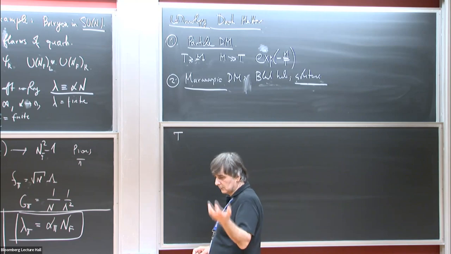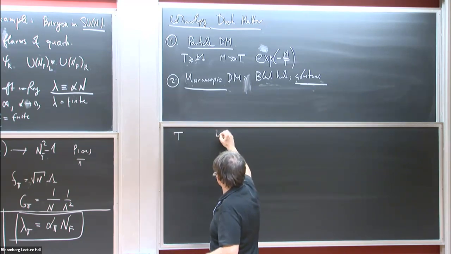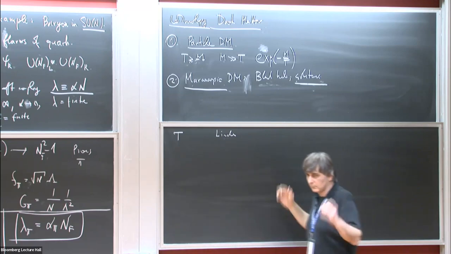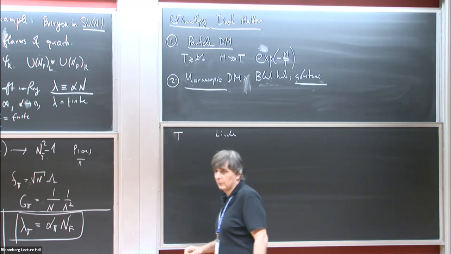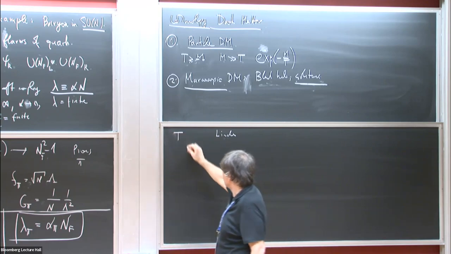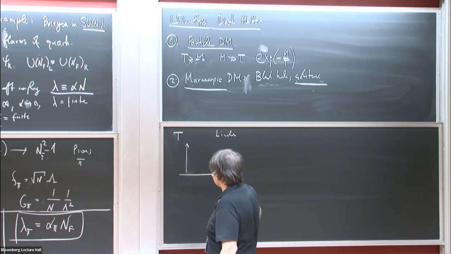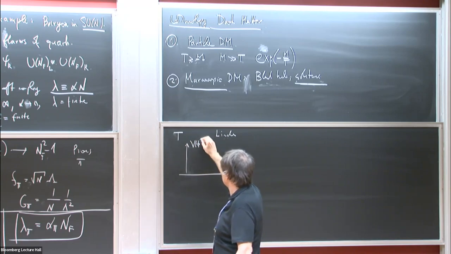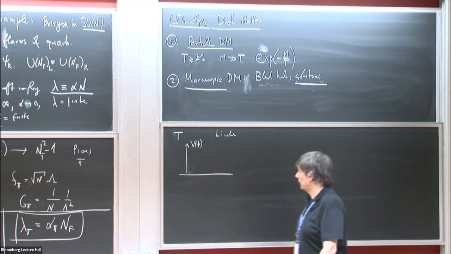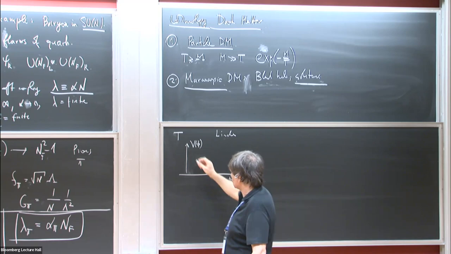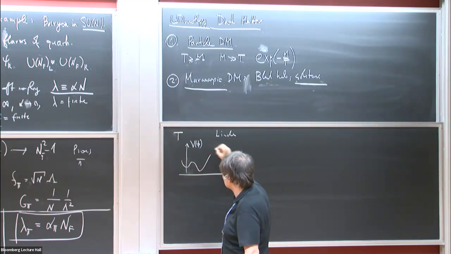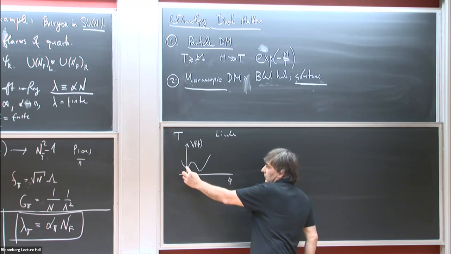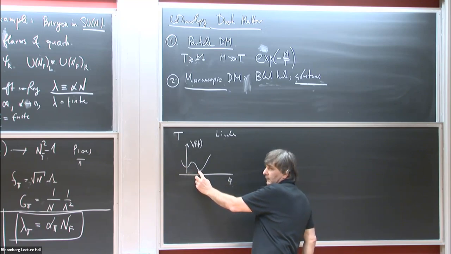So the earliest paper, I think, is by Andrei Linde. There are many other analyses, but we can just focus on this. So suppose you have the following situation: a theory of a scalar field with a free energy potential which has a false vacuum, and then thermally there is a lower minimum materialized.